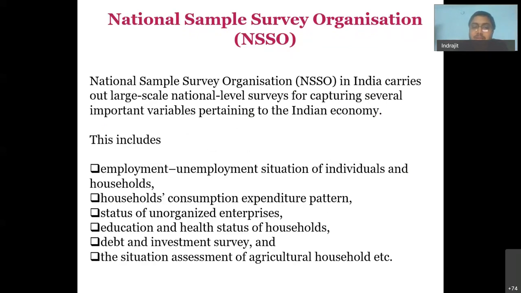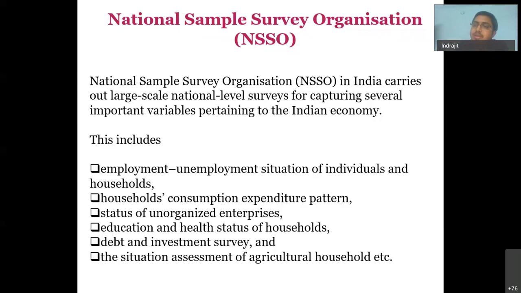Some of you might be working with employment and unemployment. I have seen that one of the sub-themes of this research. The core topic of this entire workshop is finance. So the National Sample Survey Office conducts studies on debt and investment of individuals. Then they conduct surveys on the consumption expenditure of households, then education and health status of households. These are their regular surveys.